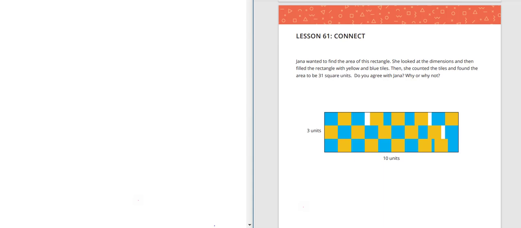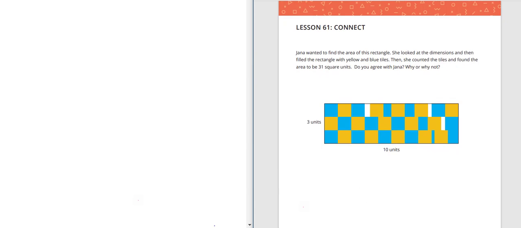The meaning of perimeter is the sum of the outside lengths of any polygon, and the area is the number of small square units that cover the shape. So go to the book, lesson 61.